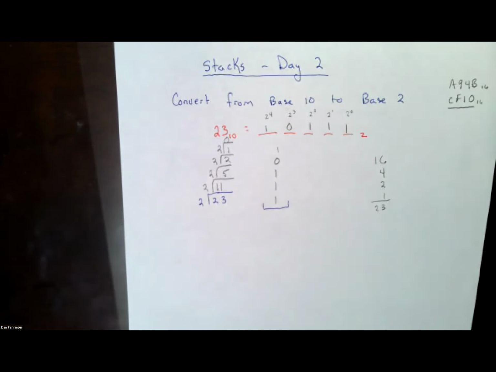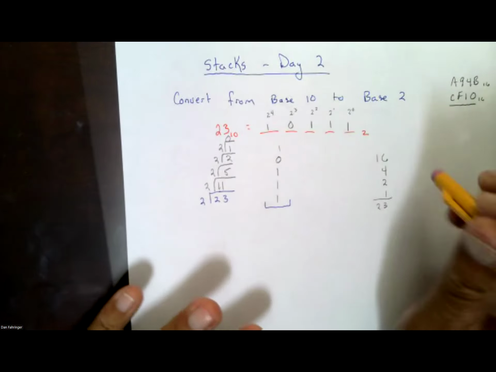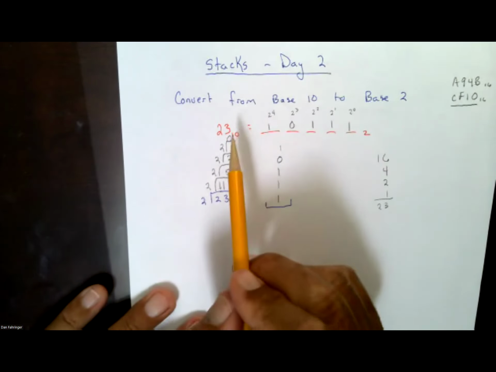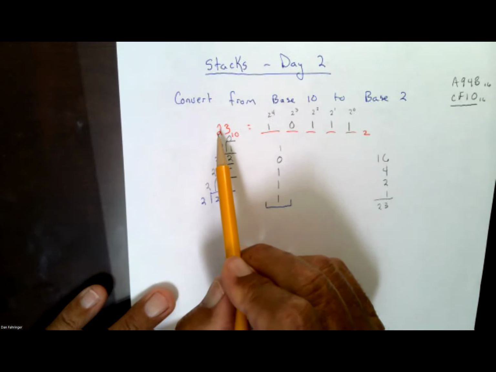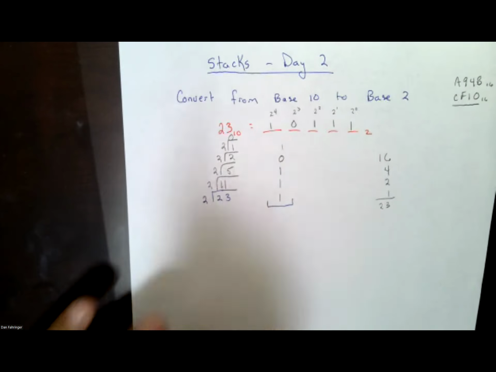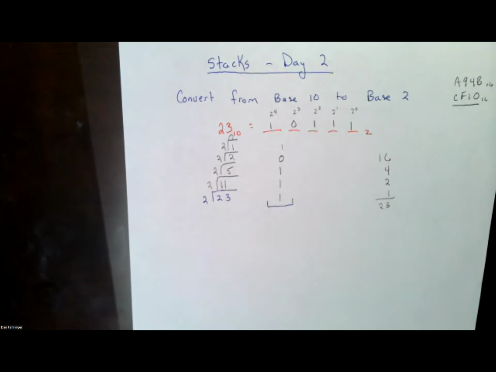23. So this is just a way I know to go through, and this is 3 times 10 to the 0 power plus 2 times 10 to the first power, etc., etc. So I just was able to do the conversions.